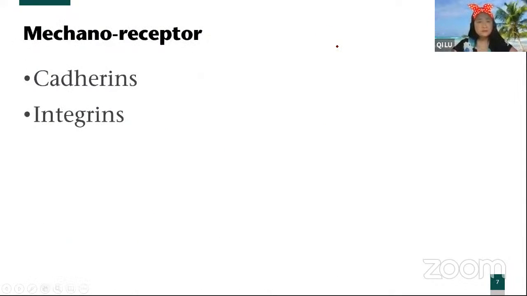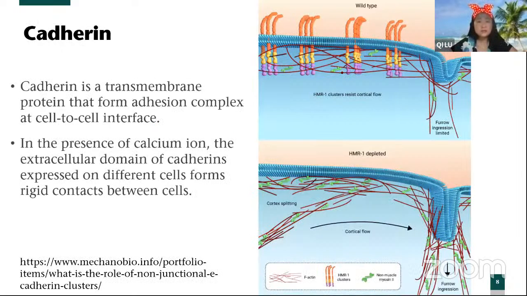But there are other mechanical receptors involved in the signal transduction between the cells, like cadherin and integrin. The cadherin is really involved in forming the shape of the cell and linking different cells together, and it will also function together.